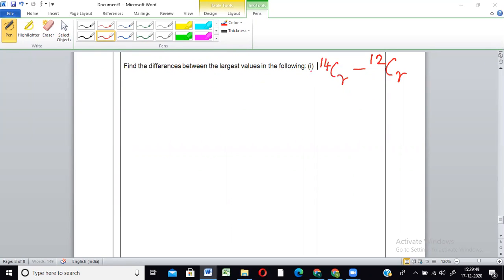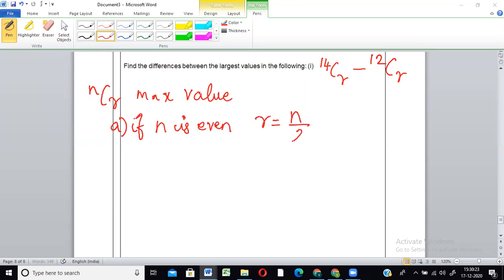Find the difference between the largest values in the following. So this is of the form NCR. We can clearly see, right? So there is a formula for NCR to have its maximum value. That actually depends on the value of N, whether N is even or odd. So suppose if N is even, we do it for odd as well. If N is even, then the maximum value occurs when R is equal to N by 2. That place NCR has got its maximum value.